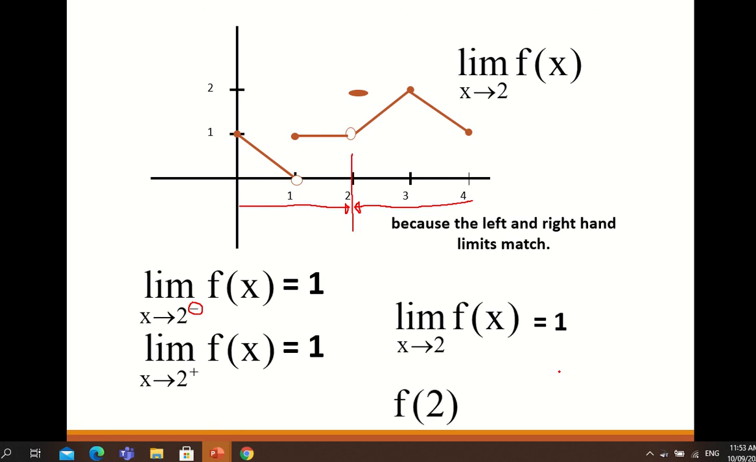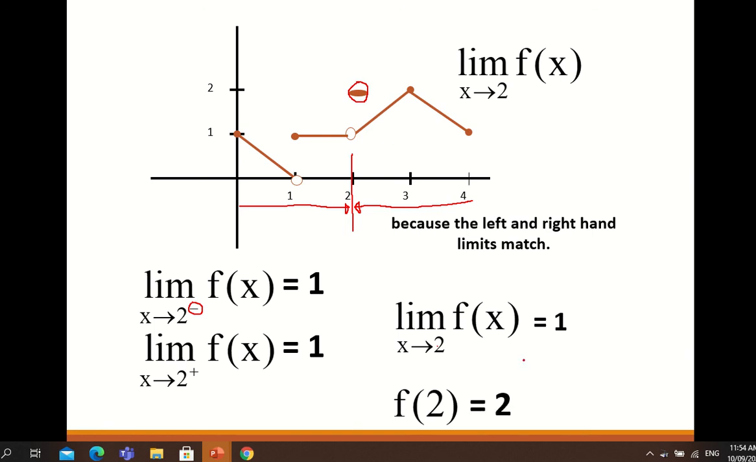Now again, as I mentioned, the limit of the function is not necessarily equal to the value of the function. For example, here we have the limit of the function as x approaches 2 from left and right, and when we found that they are both equal, the limit also exists and is equal to 1. But if you solve for the value of the function when x equals 2, what is the value of the function when x equals 2? That is equal to 2.